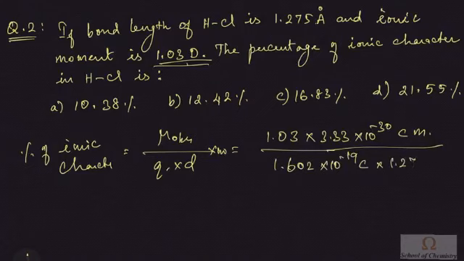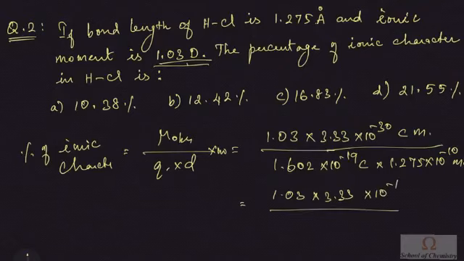So 1.275 into 10 to the power minus 10 meter, right? So if you cancel them out, you will get 1.03 into 3.33 into 10 to the power minus 1 divided by 1.602 into 1.275, because this one 10 to the power minus 19 and 10 to the power minus 29, this will come to 10 to the power minus 29, so they will get cancelled, and that's why you get 10 to the power minus 1, and of course to get in terms of percentage you need to multiply with 100.